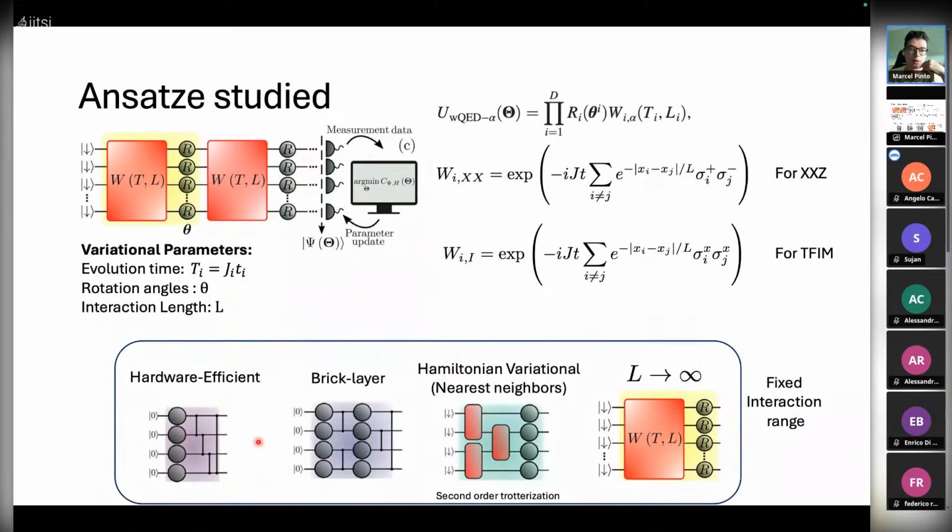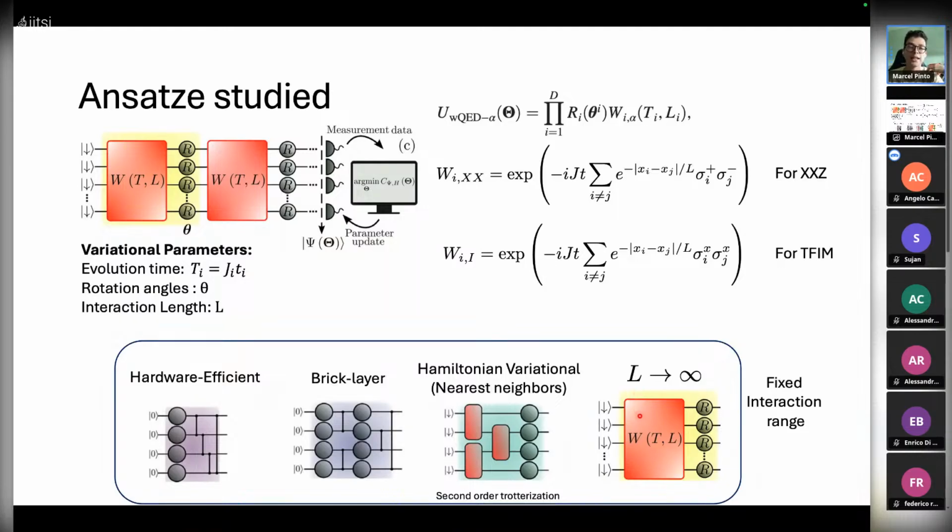And the other type of ansatz that they're going to consider is the brick layer ansatz, which uses the same type of gates but has a different structure. And the other ansatz that they're going to consider is the Hamiltonian variational. That's basically where you assume nearest neighbors, and then you do a second order trotterization of the Hamiltonians that I showed you of the models that you're trying to solve for the ground state.